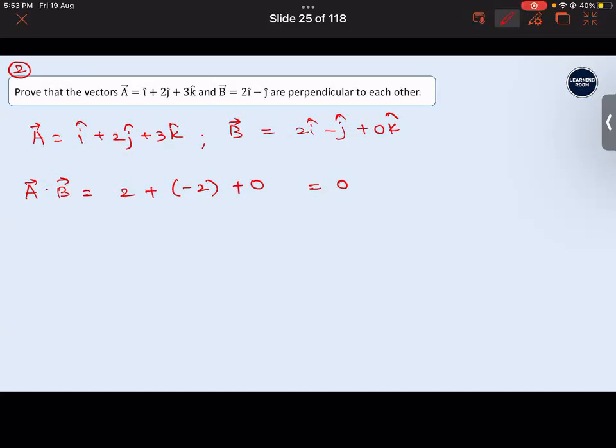So whenever perpendicularity is needed, if you prove this, it is enough. Not only for this chapter, for any chapter. If two vectors are given and they say prove that they are perpendicular, do the dot product between them. If you get a 0, they are perpendicular. If not, they are not perpendicular.